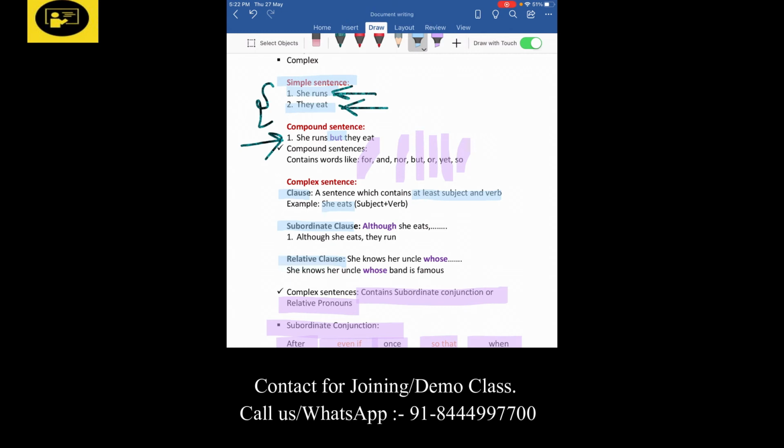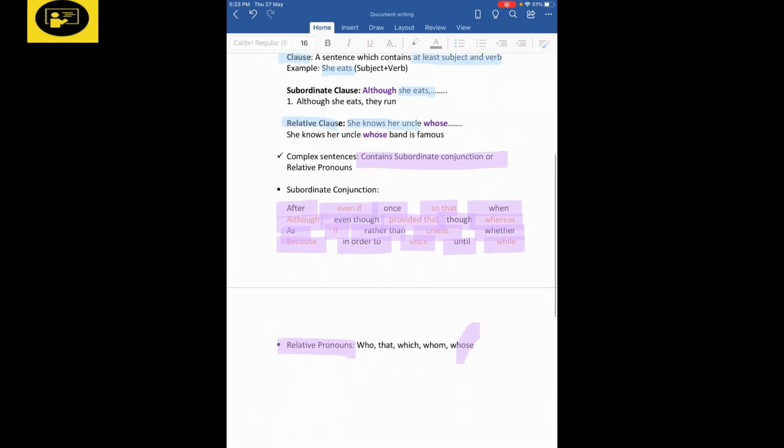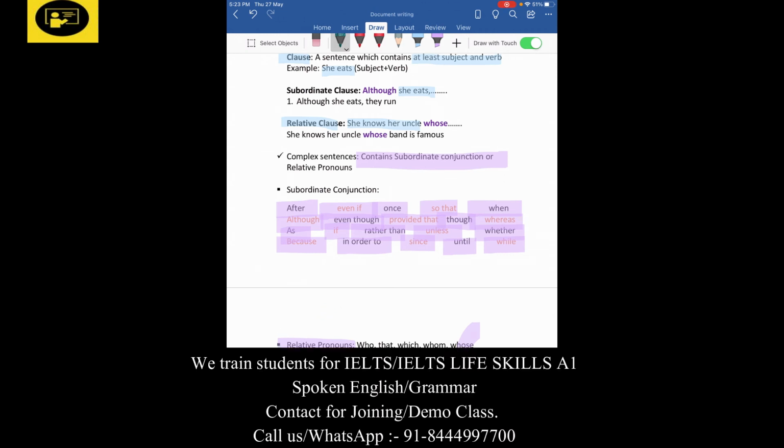Alright? Now, what is a subordinate clause? A subordinate clause is a clause which is connected with subordinate conjunction. Here, although has been used. Right? Now, what is a relative clause? A relative clause is a clause which is connected through the relative pronoun. Here, whose has been used.